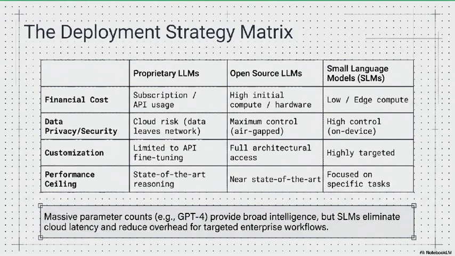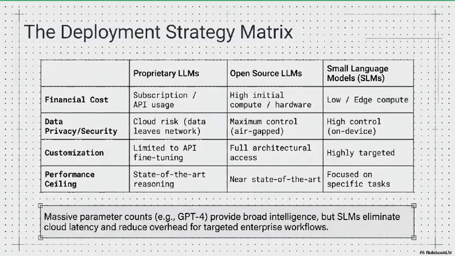But the trade-off is performance, right? You get access to the absolute state-of-the-art reasoning ceiling. You are essentially renting time on a multi-billion-dollar supercomputer. Right. You get the best of the best, but you sacrifice control. Which leads us to the second path, open source LLMs.